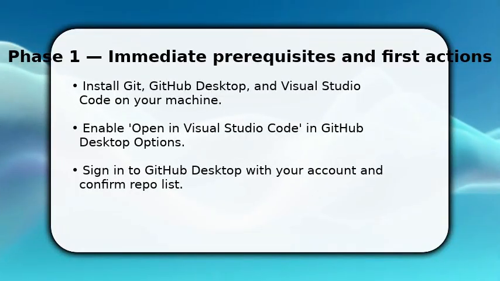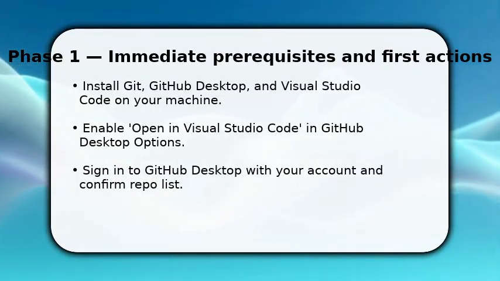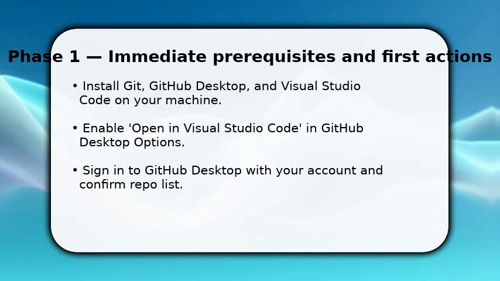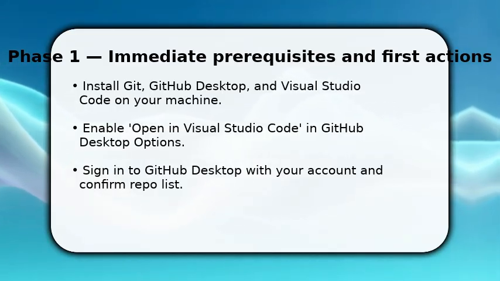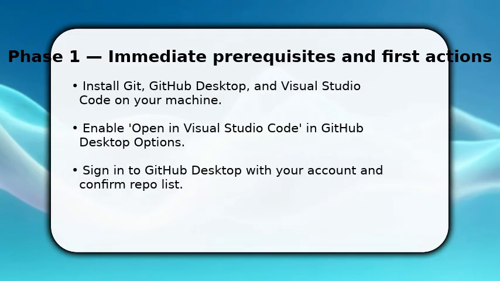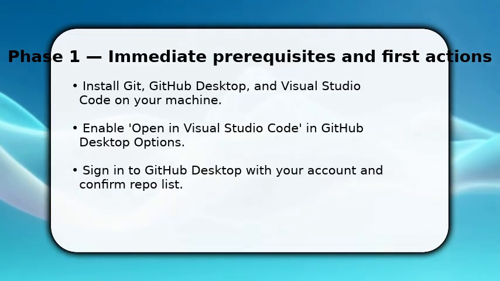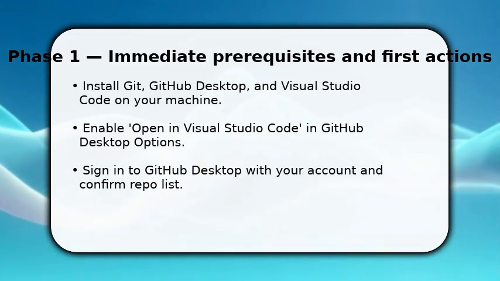You will start by confirming prerequisites and taking the first actionable steps. Install Git, then GitHub Desktop, and finally Visual Studio Code if not present. Once done, open GitHub Desktop and sign in with your GitHub credentials. Make sure your repositories appear.